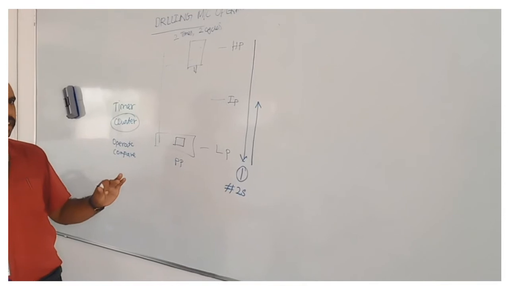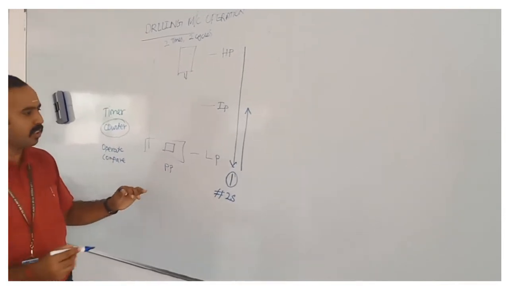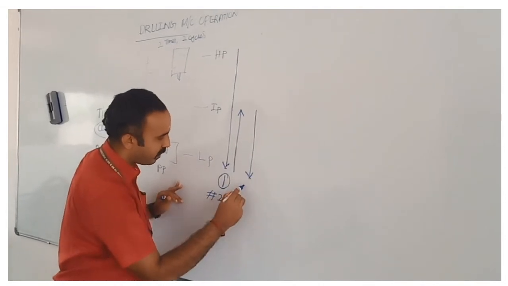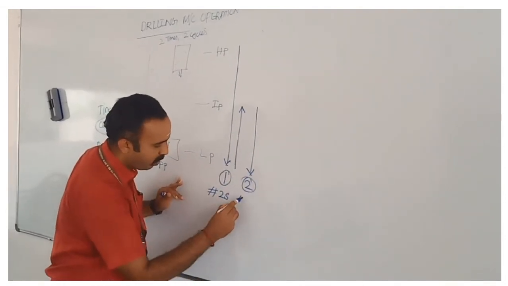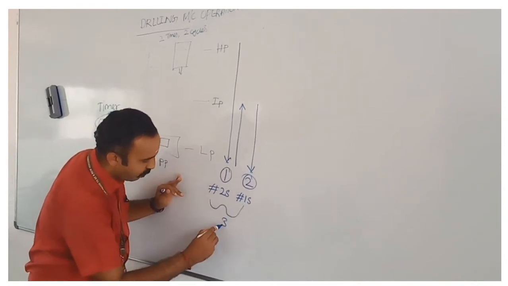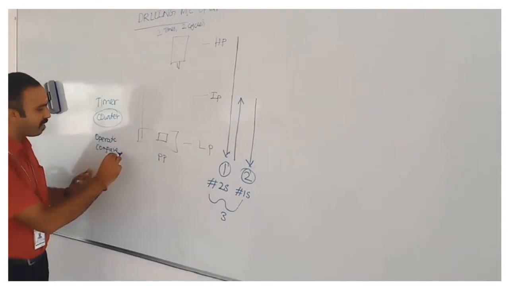And once again it comes, I am not satisfied. So I am making it come to the low position. Once again it will come to the low position a second time and it drills for 1 more second. So totally 3 seconds for 1 drill. So this is done. Now I am doing the comparison operation.